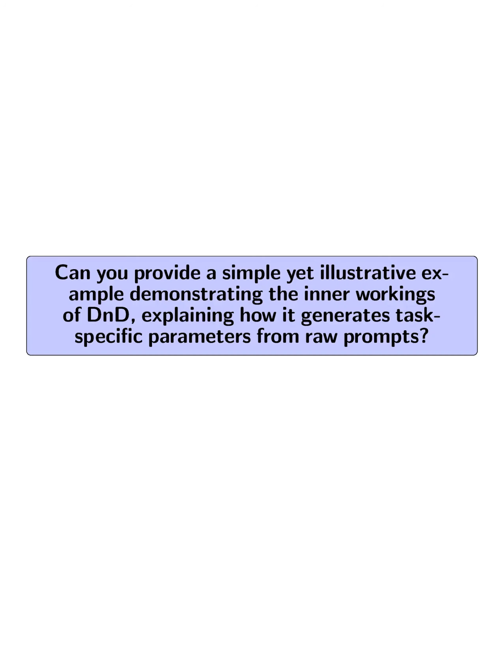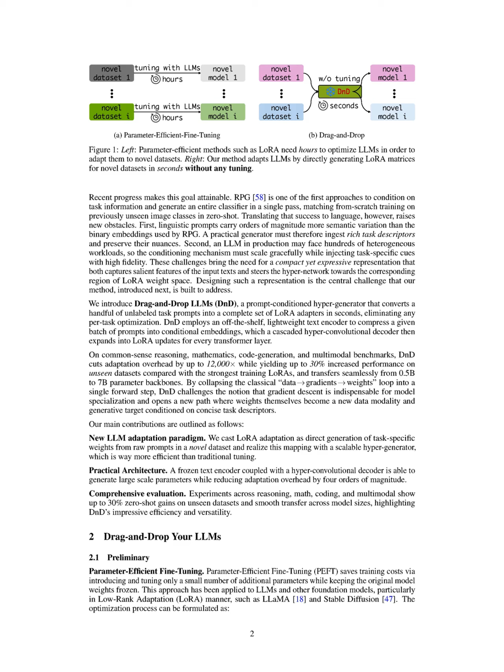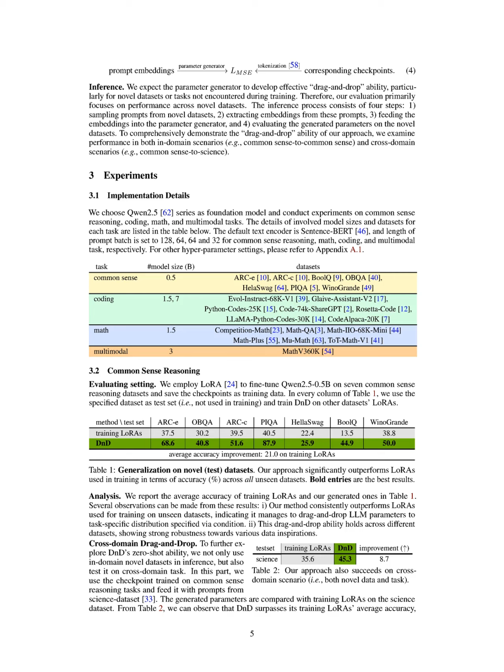Can you provide a simple yet illustrative example demonstrating the inner workings of DND, explaining how it generates task-specific parameters from raw prompts? DND operates by first sampling a batch of raw prompts from a dataset, which serve as the input for generating task-specific parameters. For instance, if the task involves common-sense reasoning, DND would take prompts related to that domain and extract their embeddings using a pre-trained text encoder.